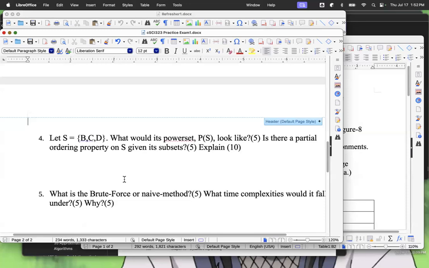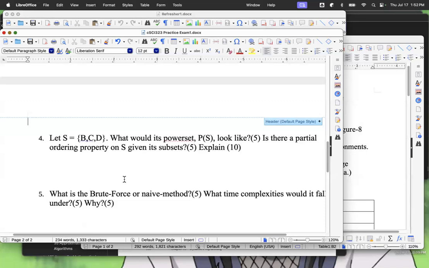All right. So you would have each of these 3 individual letters, right? That would be 3. You'd also have each pair of letters, so that would be BC, CD, and BD. That's another 3. That's 6. Then you have the empty set, which is 7. And then you would have the entire set, which makes 8, 2 to the third. So that's what the power set P of S would look like.